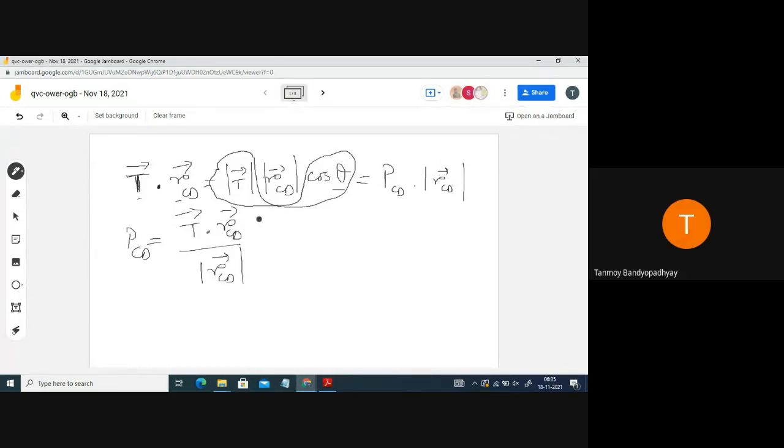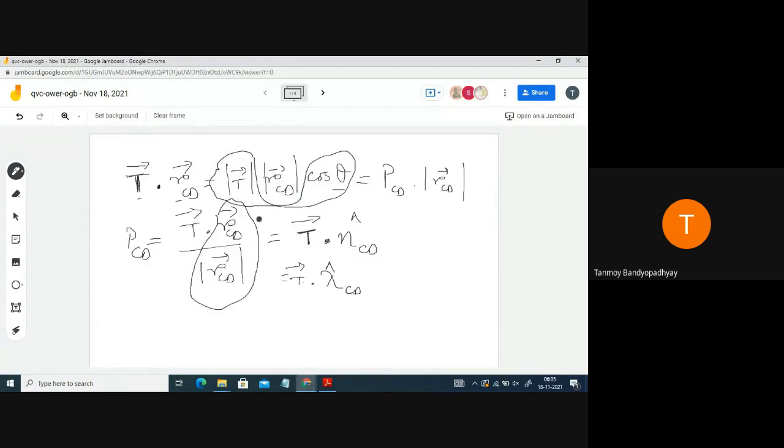So what is this one? This is a unit vector in the direction of CD. So this is vector A into the unit vector. Generally I represent the unit vector by n_CD, or sometimes in the book you can see that unit vectors are represented by a cap.